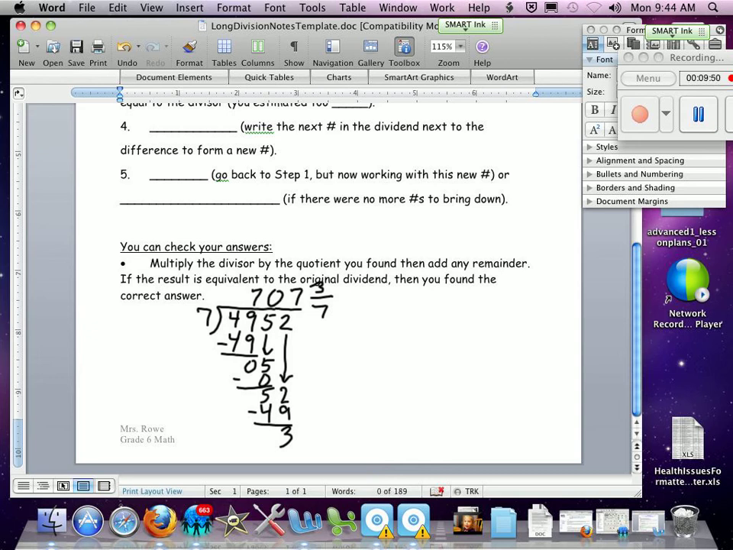To check the answer on the calculator, I would do 707 times 7 plus that 3 I had as a remainder. I get 4,952. Phew, check. Move on to the next problem. So we're going to move on to one more problem before you get to do it on your own.